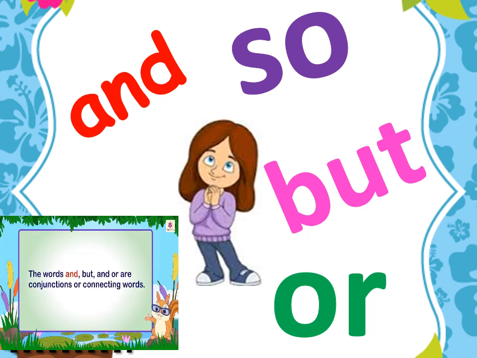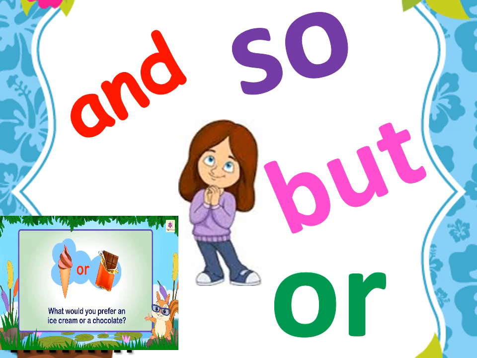The words and, but, and or are conjunctions, or connecting words. A conjunction connects words or groups of words or short sentences. We use or to show a choice between two or more options. For example, what would you prefer, an ice cream or a chocolate?